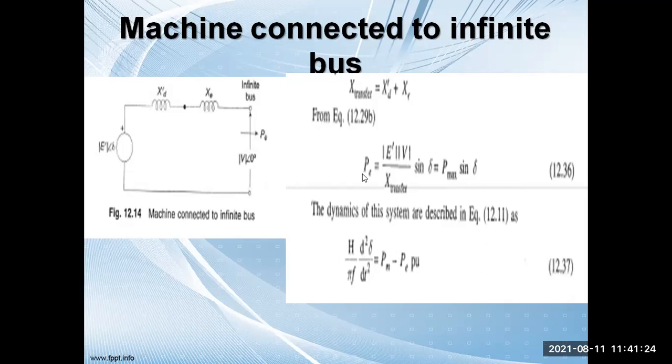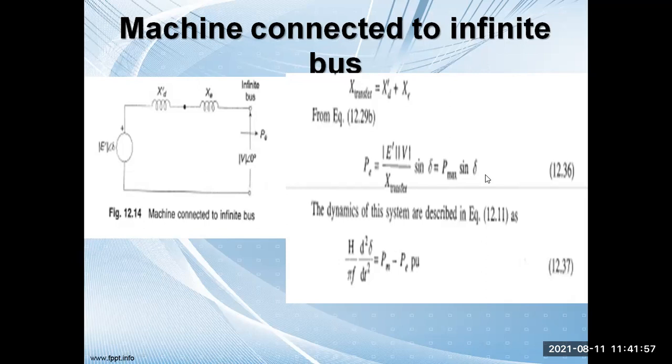From where are we getting this? We know that the synchronous generator active power output equation is EV by X into sine delta. If you remember the synchronous machine, the output of the generator is always EV by X into sine delta. Now here, the power output is E dash into V by X transfer, that is the net reactance, into sine delta. So this E dash into V by X transfer is basically denoted by Pmax. So P equals Pmax sine delta.